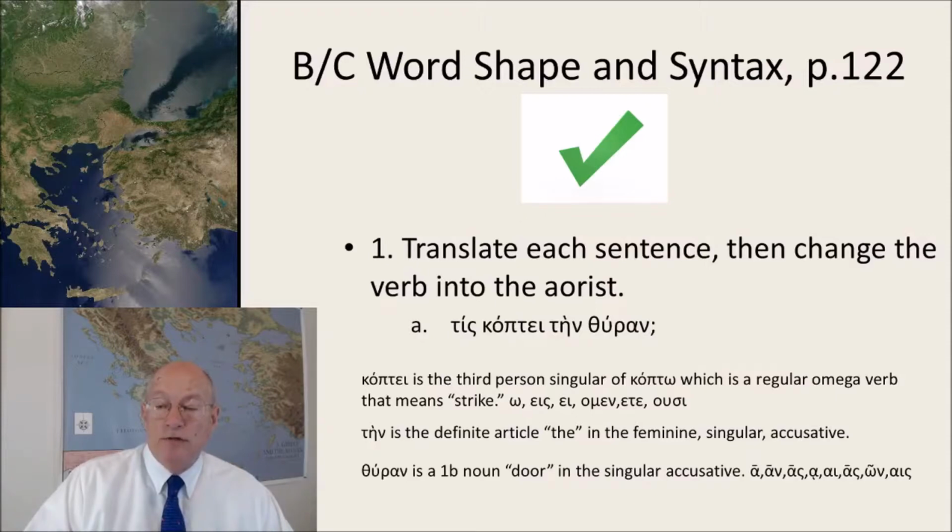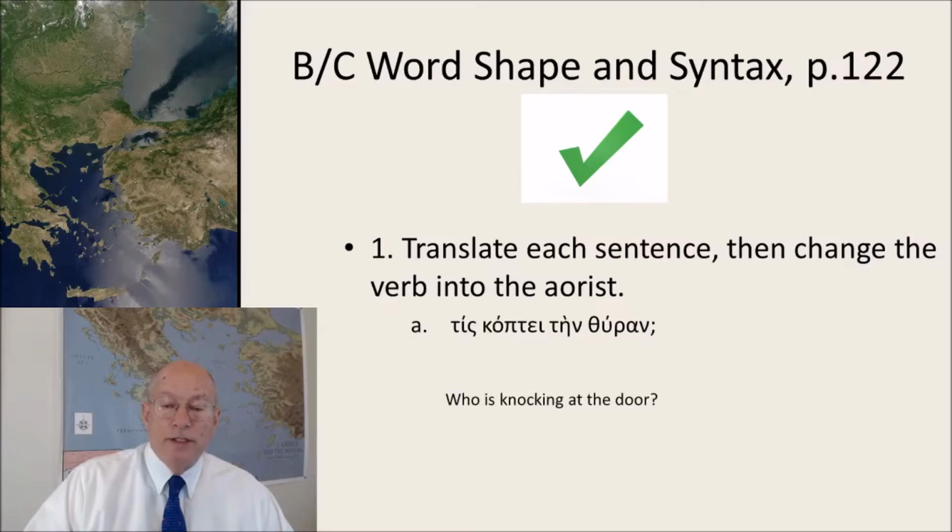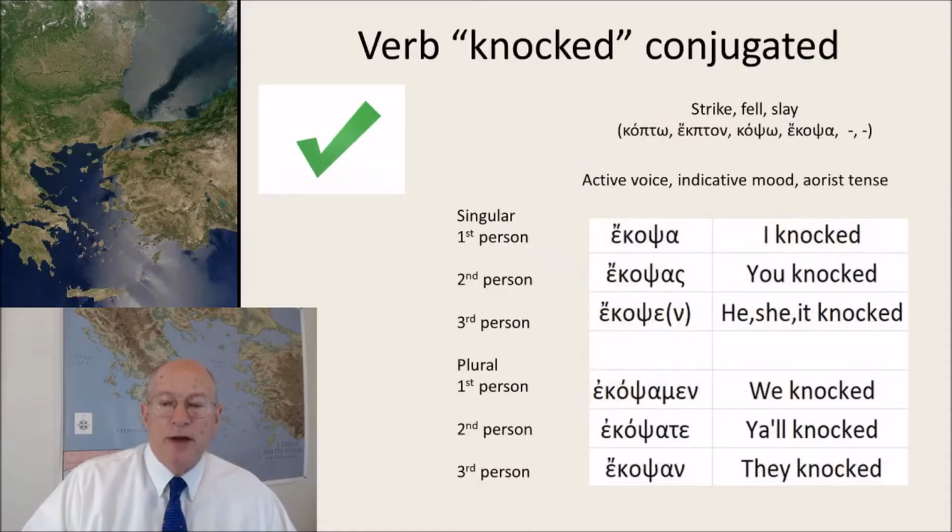It's in the singular accusative, and the endings in the 1B nouns are alpha, as, a, ai, on, as. So the translation is, who is knocking at the door? And one thing to be noticed is that this is a present tense, and the aspect is a continuing past action. So that we perceive in this tense the idea that this who is knocking idea goes on continuously in the past. So our next assignment was to convert the knocking word into an aorist tense.